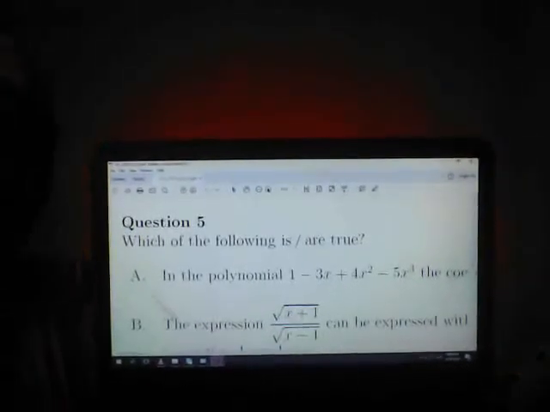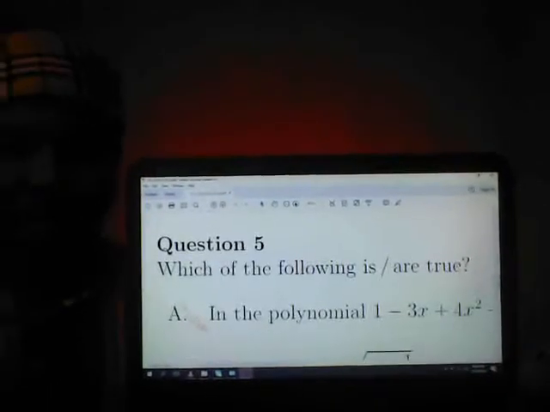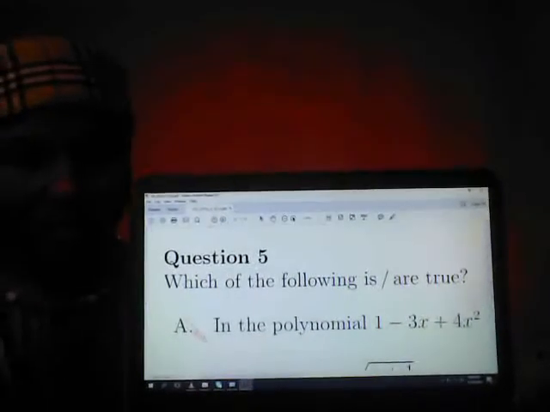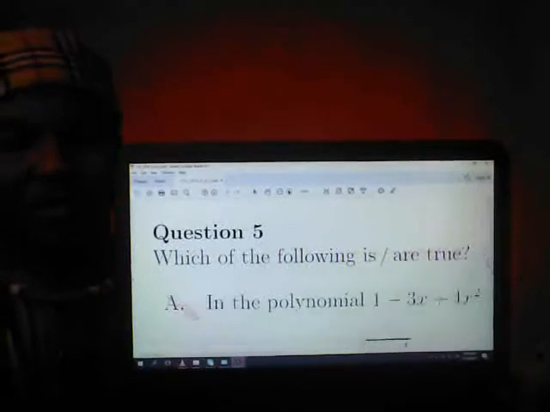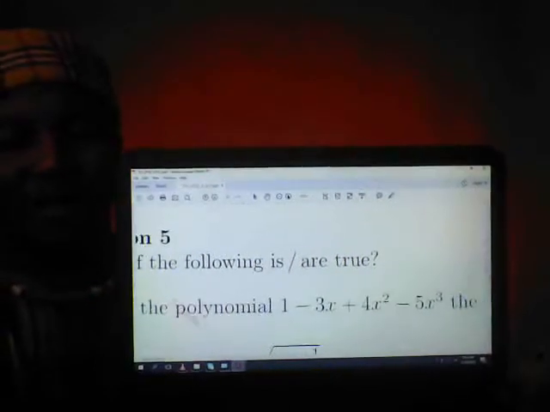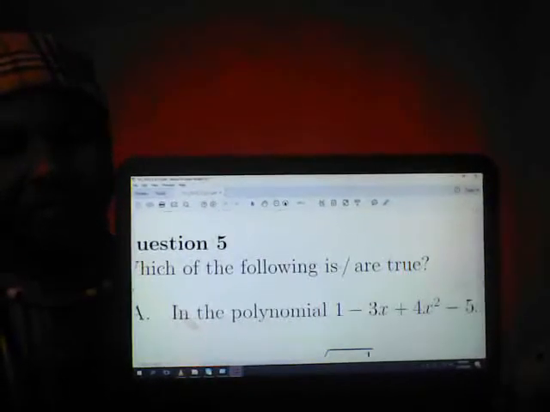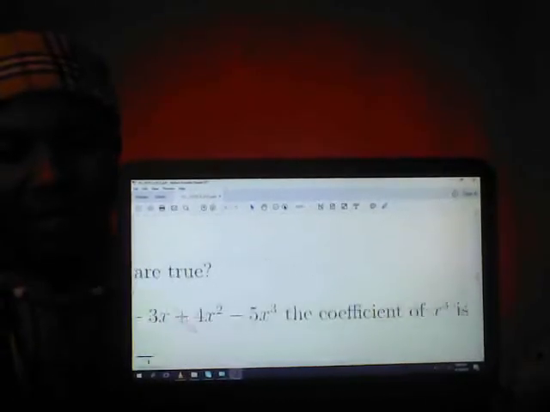Man, let's go to question 5. We do the same sort as before. So now we go for question 5. They say, which of the following are true?